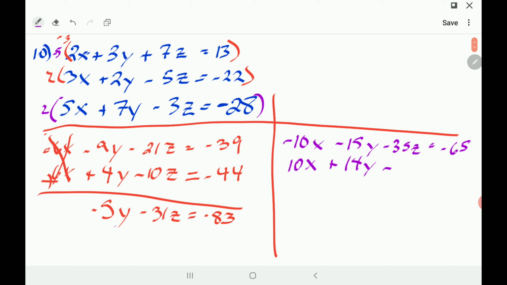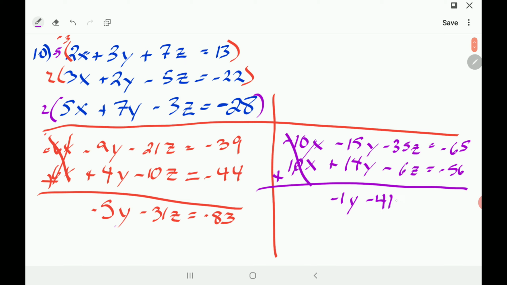Negative 6z equals 2 times 28 is 56, so negative 56. Ugh, adding these together. Okay. That cancels. Negative 1y. That's a y. It is, I promise. It is now anyway.